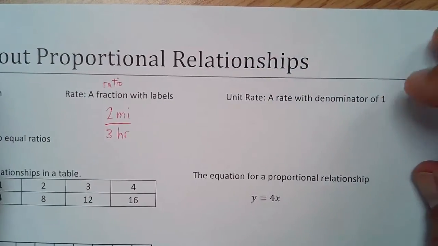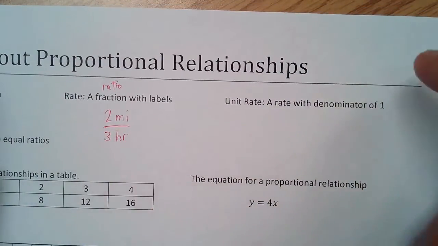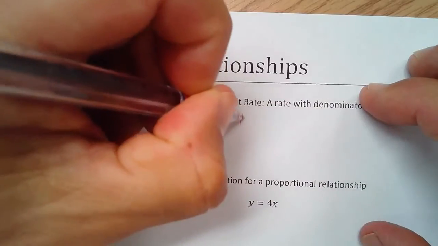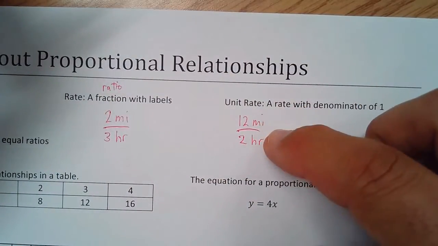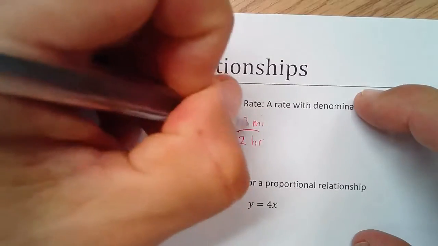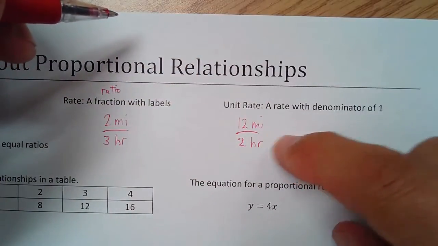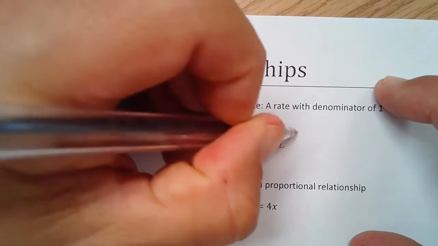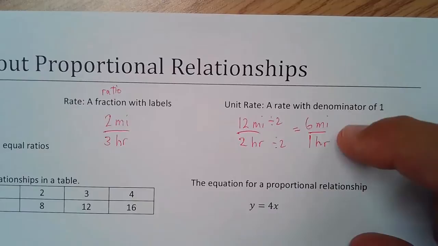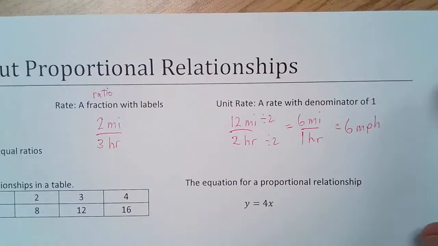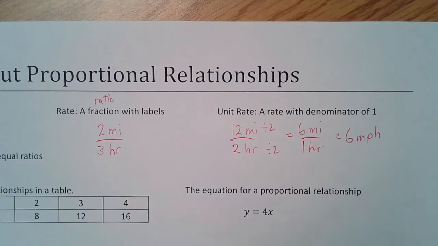And a unit rate. Well, it's a rate, so we got to have a rate here, but the denominator is 1. I could start with 12 miles in 2 hours, but that's still a rate. A unit rate would mean I have to divide both of these by 2. And to get the unit rate, you always have to divide by the denominator. So if I divide this by 2, I get 1 hour. And if I divide 12 by 2, I get 6 miles. So the unit rate for this is 6 miles for every 1 hour, or 6 miles per hour. See, the fraction bar is also known as the word per.